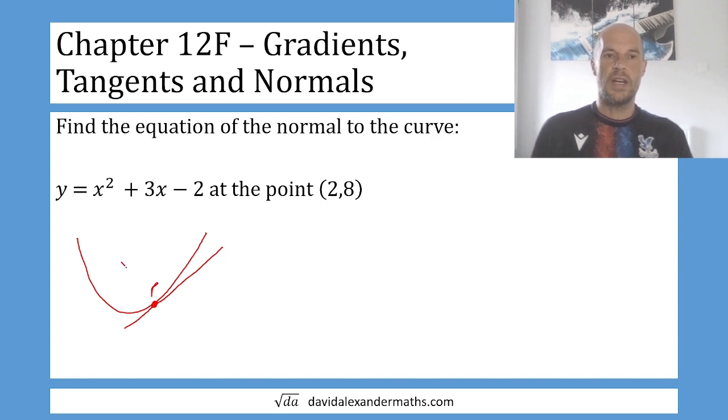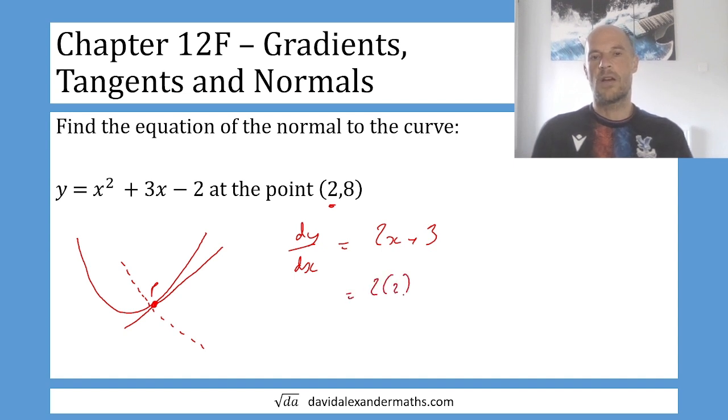Now the normal is perpendicular to the tangent. So all we need to do is work out the gradient of the tangent, and then the gradient of the normal is the negative reciprocal of the gradient of the tangent. So first of all, what is the gradient of the tangent? We need to work out the derivative. So dy by dx is going to be 2x plus 3. Now when x is 2, the value of the gradient is going to be 2 times 2 plus 3. So 4 plus 3, so 7.